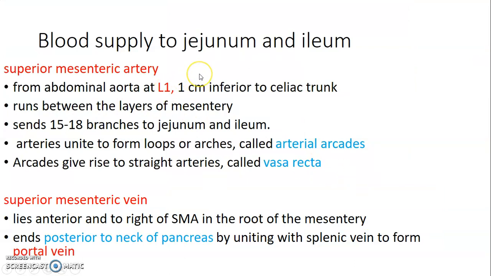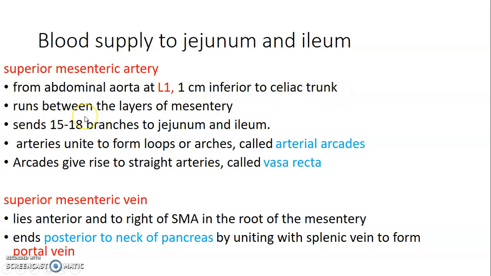What's the blood supply to the jejunum and ileum? They are supplied by the superior mesenteric artery, and it's from the abdominal aorta at the level of the first lumbar vertebra. And this is located 1 centimeter inferior to the origin of the celiac trunk.